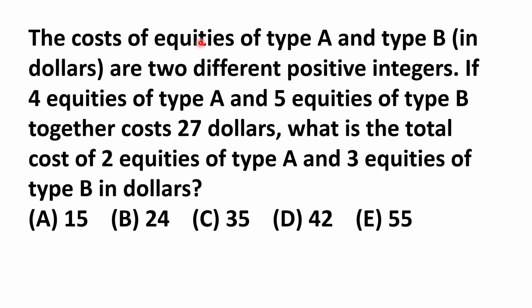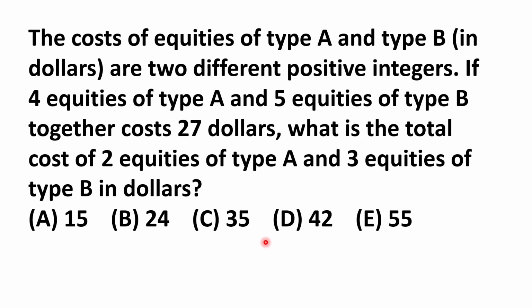The costs of equities of type A and type B in dollars are two different positive integers. If four equities of type A and five equities of type B together cost $27, what is the total cost of two equities of type A and three equities of type B in dollars? The options given are $15, $24, $35, $42, and $55.